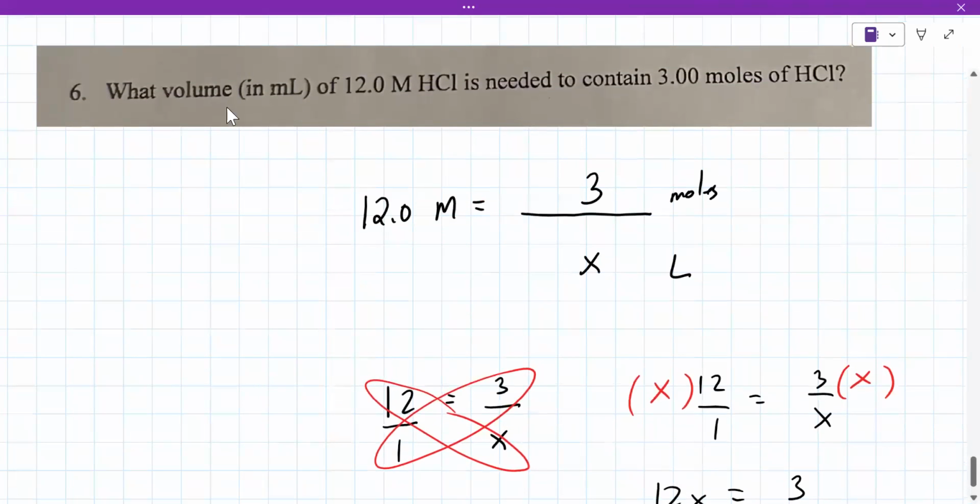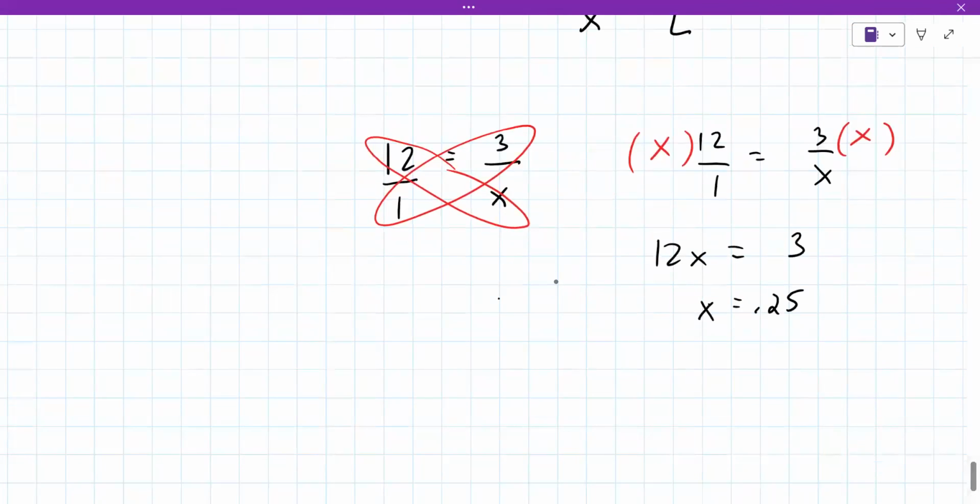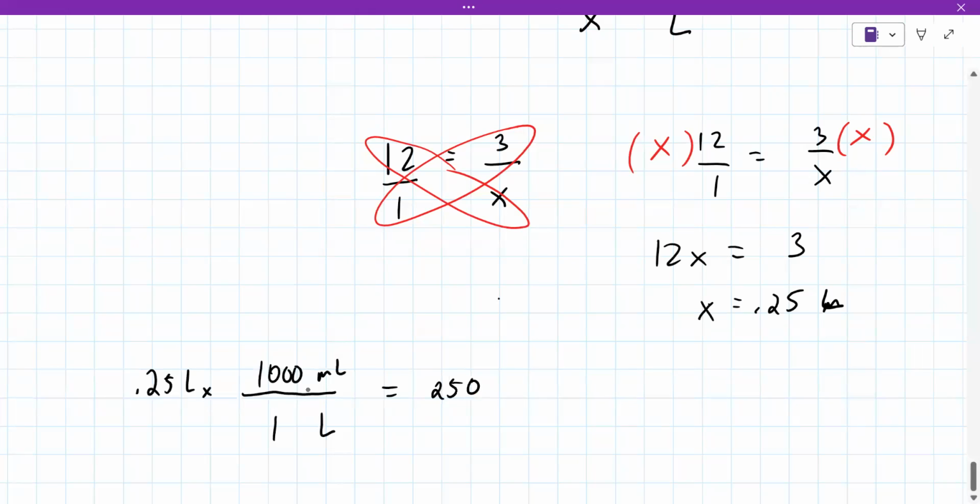Now it wants the answer in milliliters, not liters. So you have to convert your answer, which is in liters, 0.25 liters times how many milliliters are in a liter. Which way is it? Is there some number of liters in a milliliter or some number of milliliters in a liter? So is it 250 milliliters? So there's 1 liter, there's 1,000 milliliters. So yes, there's 250 milliliters.